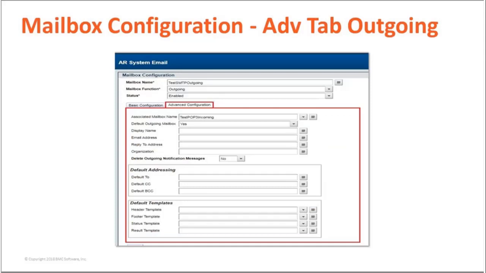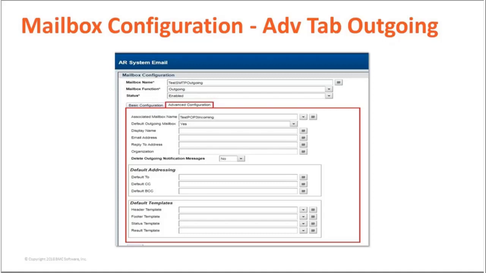As I mentioned earlier, the Advanced Configuration tab contains fields that are optional and vary depending on mailbox function. They are used to define certain functionality and behaviors for the specific mailbox. Here we see the Advanced Configuration tab for a mailbox with the mailbox function of outgoing. Note the default outgoing mailbox field. You must have at least one default outgoing mailbox, and there can be only one. If you created another outgoing mailbox and set it to be the default outgoing mailbox, the previous one will be changed to a value of no.